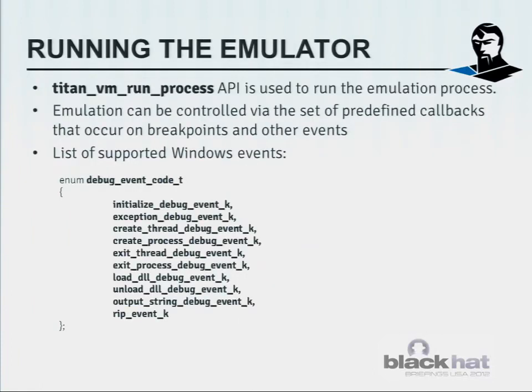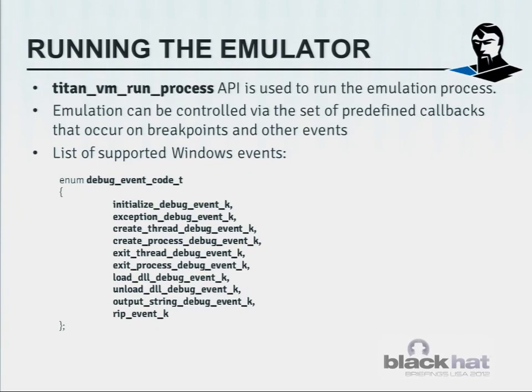So how do you run the emulator? You just call run process, and run process actually starts executing those opcodes. And while you're executing opcodes, there's a list of events that can happen inside a virtual machine, which actually connect back to your callbacks. So these debug event code callback types are the same ones that you would find in Windows. So you can have a notification when a new thread has been created, when a new process has been created, dependencies loaded or unloaded, and so on.